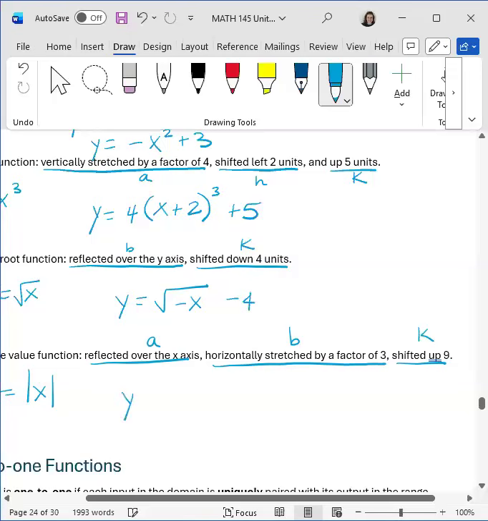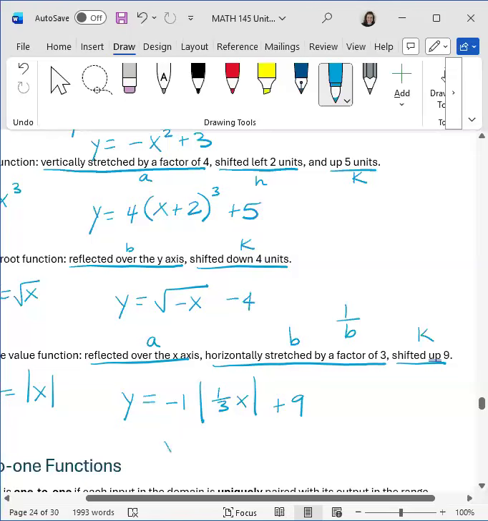So if we think about this transformation, A being reflected is going to be a -1, if you'd like. Inside the absolute value, we're going to have B, which is being stretched by a factor of 3. But remember that we put 1 over B as our multiplier. So 1/3 x is going to be inside the absolute value. And then shifted up 9 units, that affects K, plus 9.